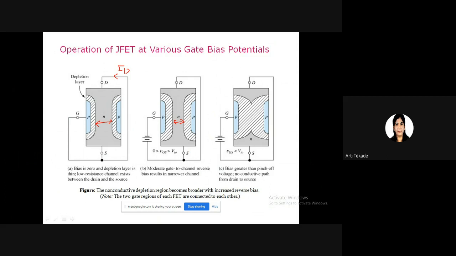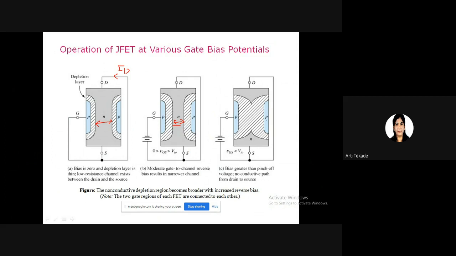And when we increase the negative VGS, what happens? As the depletion region increases, the width of the conducting channel reduces, so a small number of electrons flow from source to drain, and therefore the current ID starts decreasing. As you go on increasing the VGS, the depletion region goes on increasing, the width of the conducting channel goes on decreasing, and because of that the current also keeps decreasing.